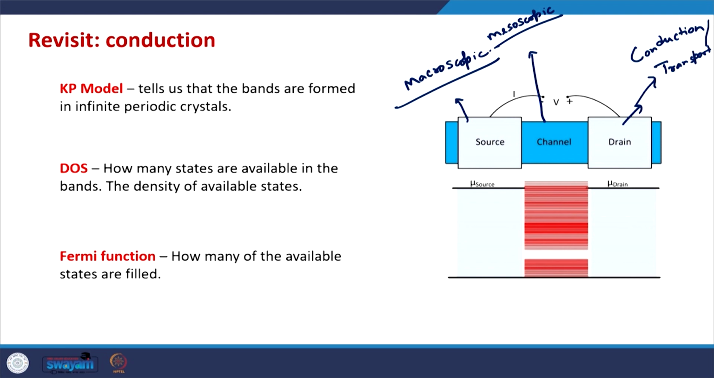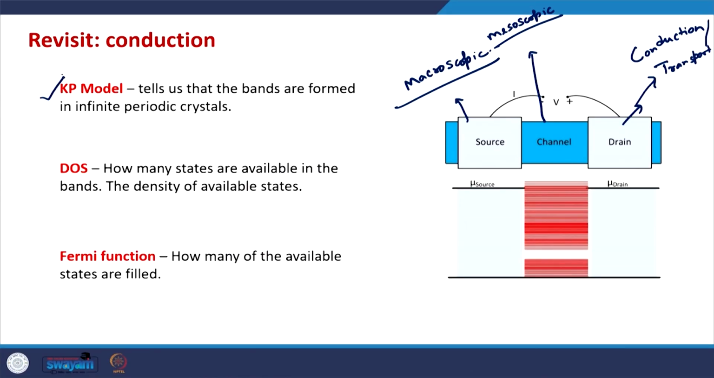And that is why we need to understand the density of states in the channel region, in order to see how many allowed electronic states are available at a given energy. And we saw that the conduction depends on the available electronic states between the source Fermi level and the drain Fermi level when we apply a voltage. That is what we saw in the last class.